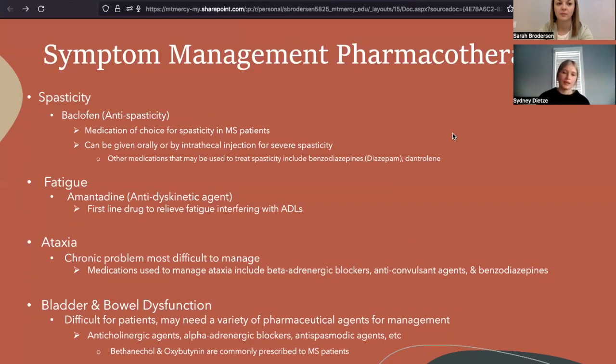Fatigue, an anti-dyskinetic agent is actually used, and that's a first line drug to relieve that fatigue interfering with the ADLs. Fatigue is often the most debilitating symptom of MS, so it's important to get that under control. And then ataxia, or the difficulty with coordination, is a chronic problem that is most difficult to manage. Some classes used to manage this include beta adrenergic blockers, anticonvulsant agents, and benzodiazepines.